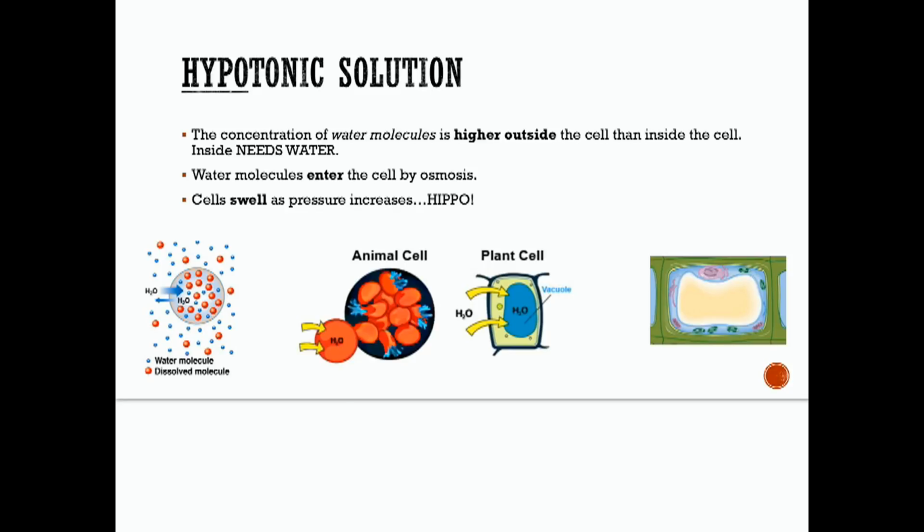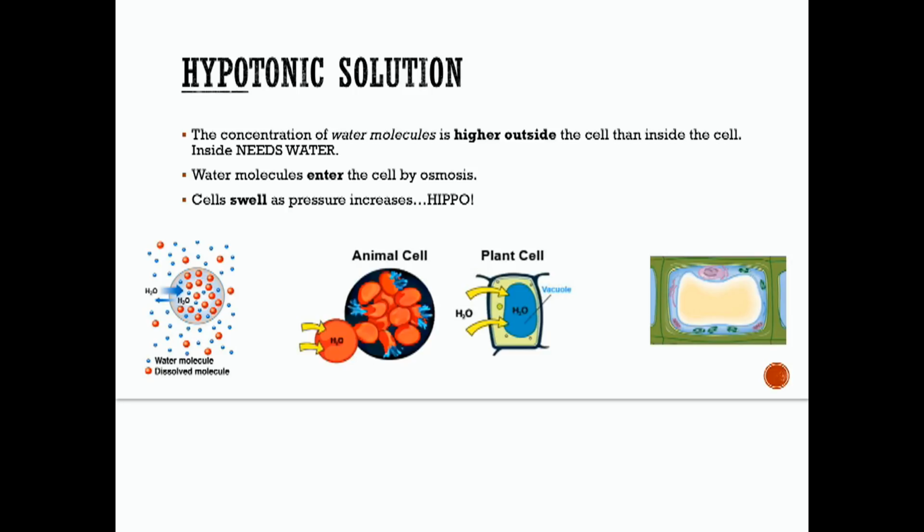All right, so water molecules enter the cell by osmosis. Notice these pictures of the animal and plant cell and your big arrows going into the cell. Remember, some is still going to leave the cell. In this last picture of the plant cell, look at that. The cell swells as pressure increases. So all this water is going into the cell. The vacuole gets huge. The cell membrane is like pushing up against the cell wall.